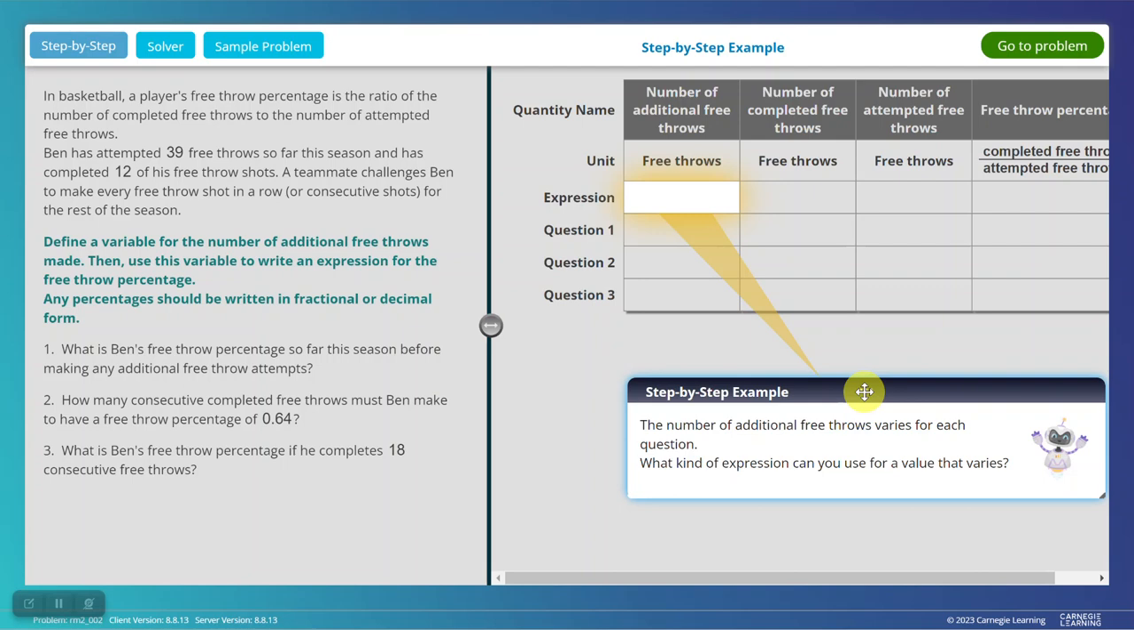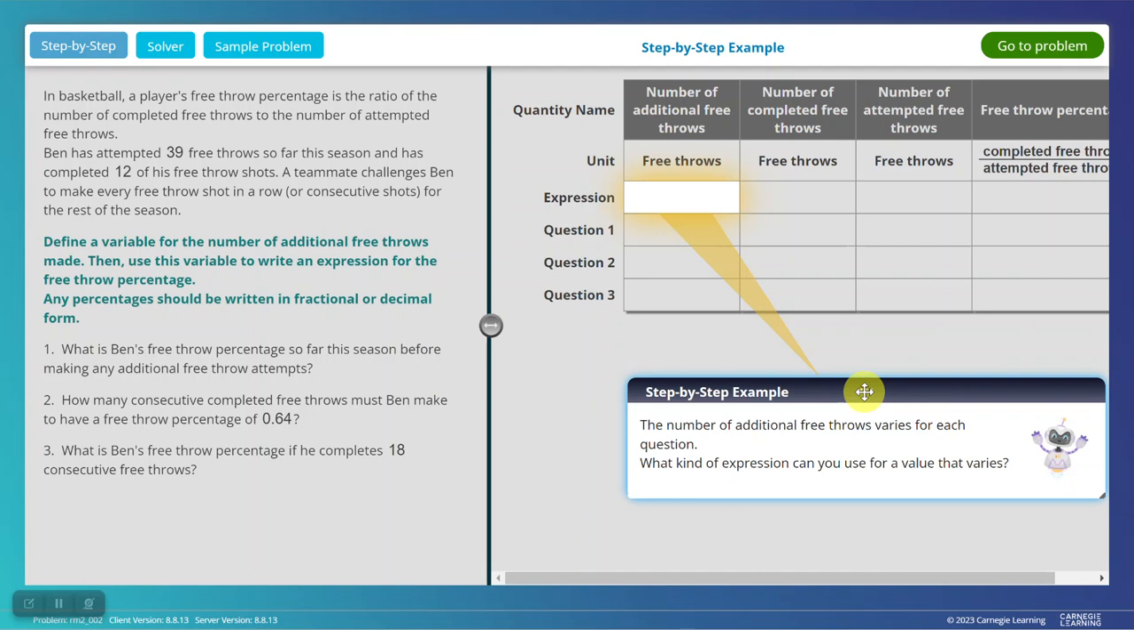Ben has attempted 39 free throws so far this season and has completed 12 of his free throws. A teammate challenges Ben to make every free throw shot in a row, or consecutive shots, for the rest of the season. Define a variable for the number of additional free throws made. Then use this variable to write an expression for the free throw percentage. Any percentages should be written in fraction or decimal form.